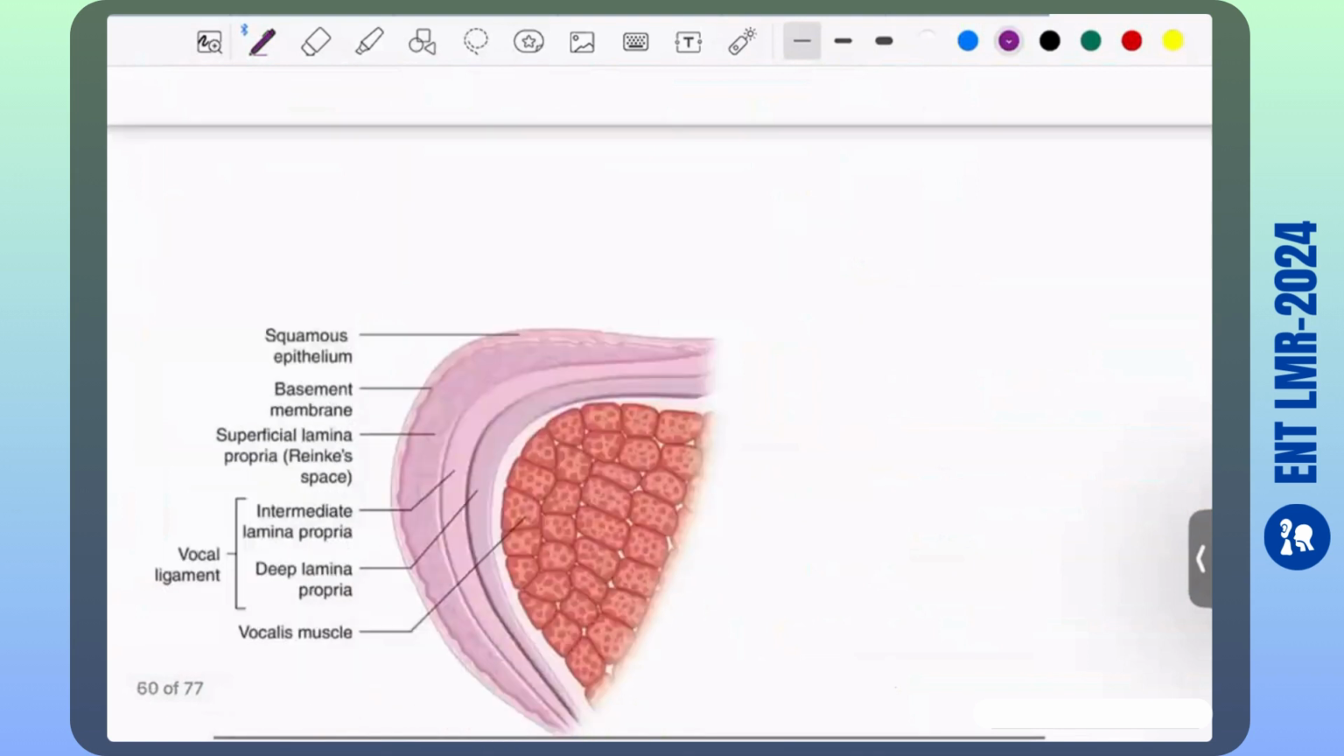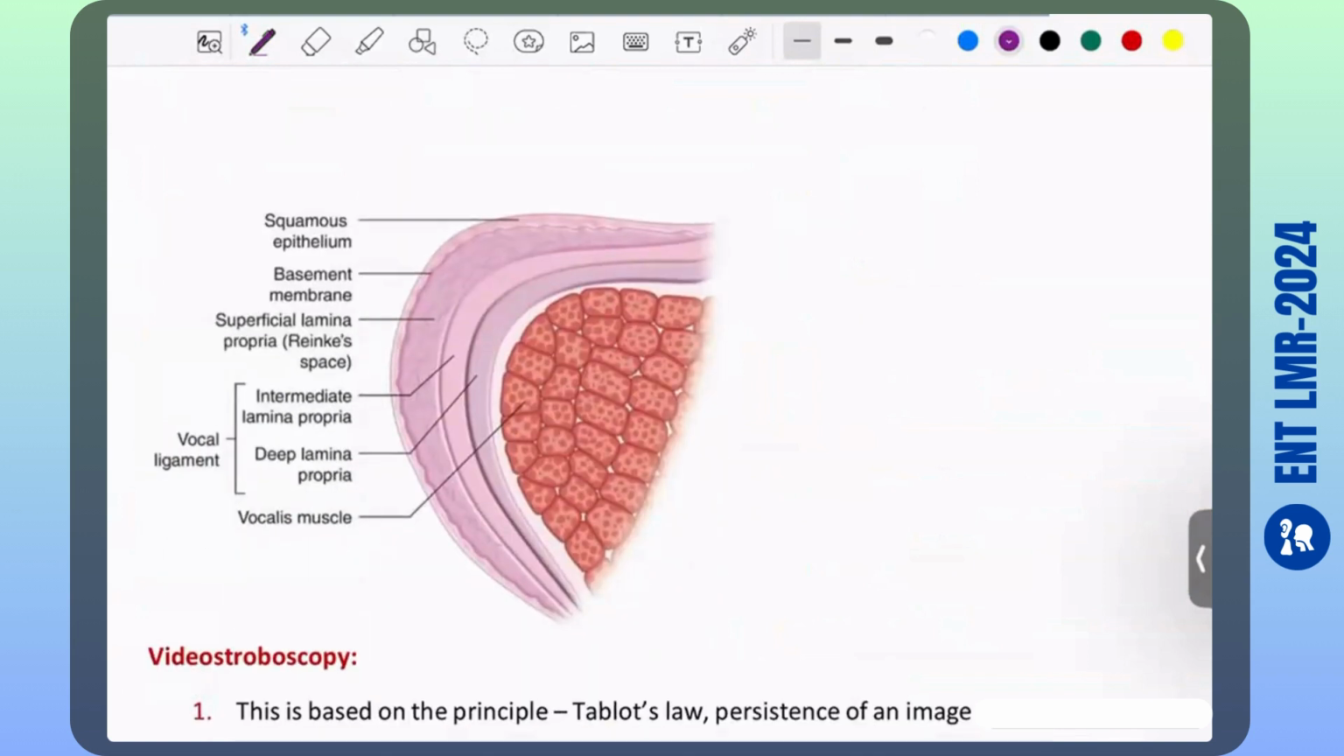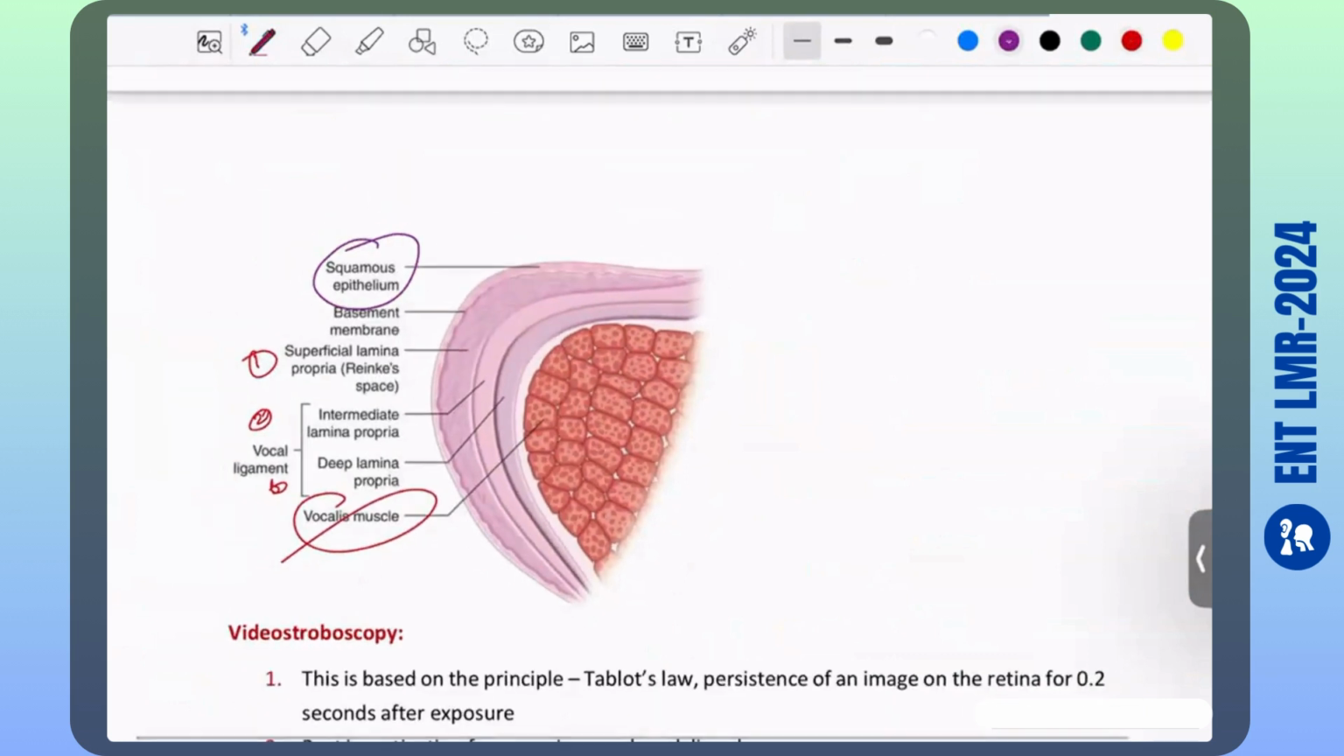Okay. So vocal cord disorders. When we see the histopathology of the vocal cord, the outer layer is the squamous epithelium. Below that are 3 lamina propria: superficial, intermediate, and then deep lamina propria. Below that is the vocalis muscle. So this is the histopathology of the vocal cord.